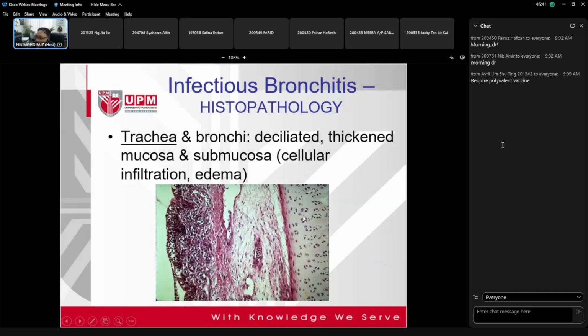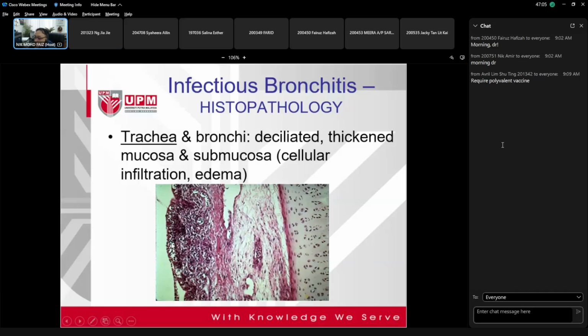Kalau saya keluarkan exam histo macam ni, selalu budak tengok tak tahu apa benda. Dia tengok setengah jam pun tak tahu ni organ apa. Okay, so you have to be good in your histology also lah. You can see this is the normal structure of cartilage. This is the submucosa, edema, and then you can see all these inflammatory cells.